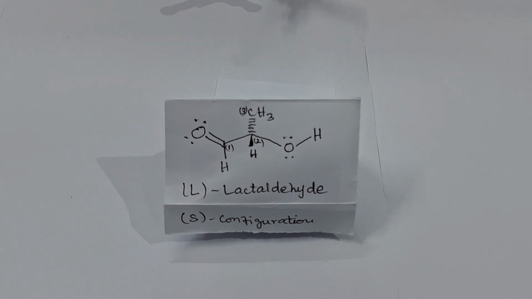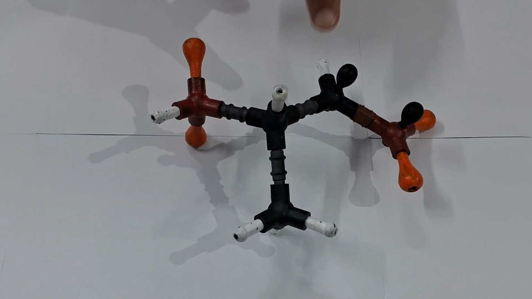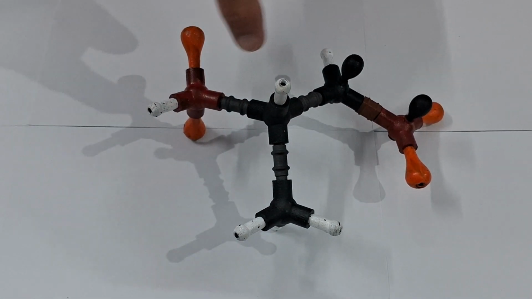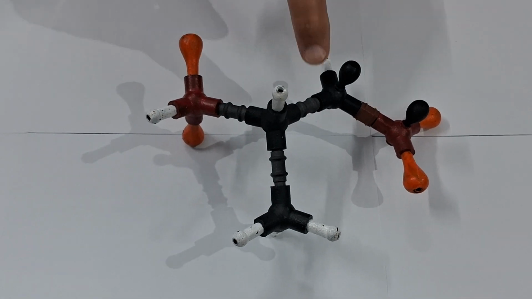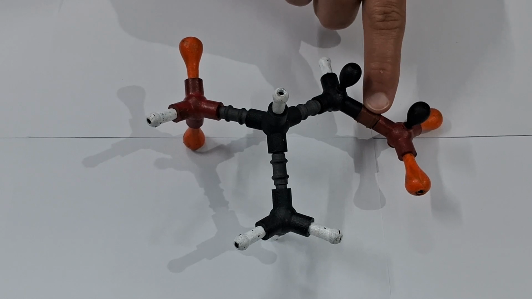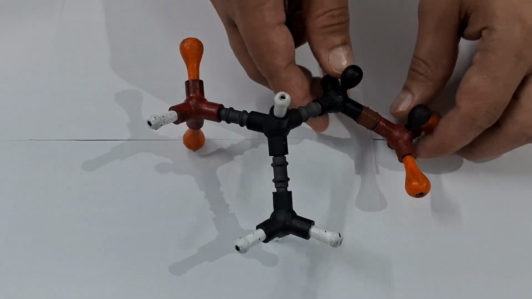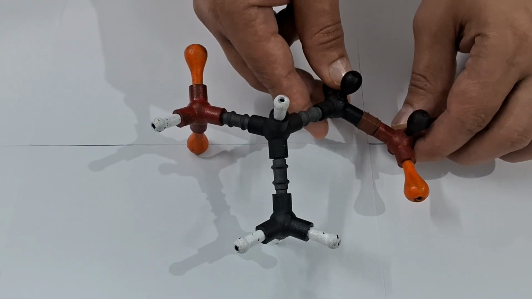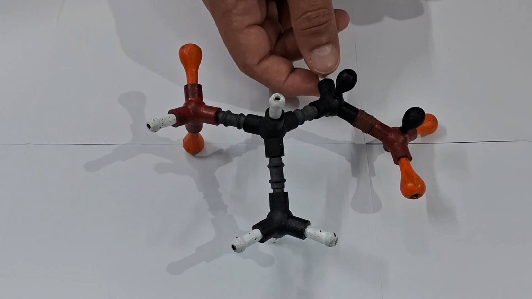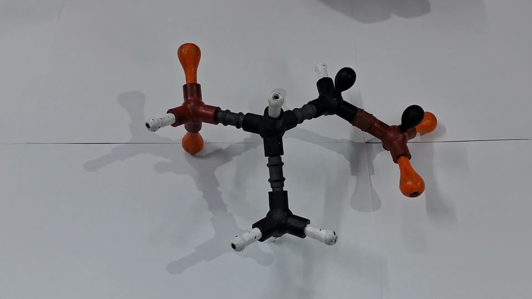Let's look at lactaldehyde. This molecule has three carbons, 1, 2, 3. So it has a propyl group. The first carbon has a carbonyl. This is a double bond, oxygen with two lone pairs, and there is a pi bond here. So this cannot rotate. This is a carbonyl with one of the substituents being hydrogen and one being carbon. So this is an aldehyde functional group.